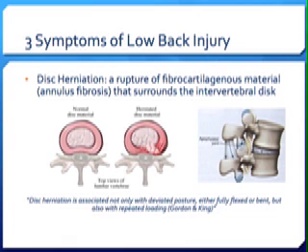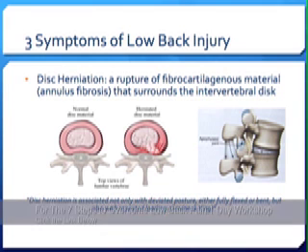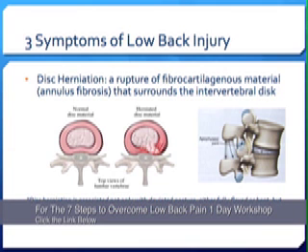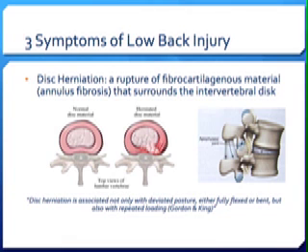As you can see on the picture on the left hand side, you've got a bird's eye view of two discs: a normal disc and a herniated disc. You've also got two colours, a light pink and a dark pink. The light pink is a gel, the gelatinous fluid on the inside of the disc. The darker pink is the fibrocartilaginous material, the wall that surrounds that gel.